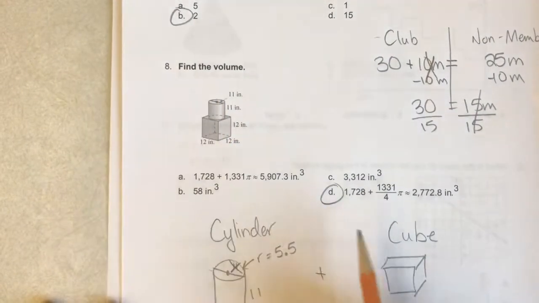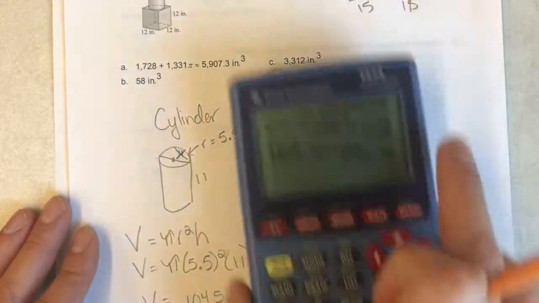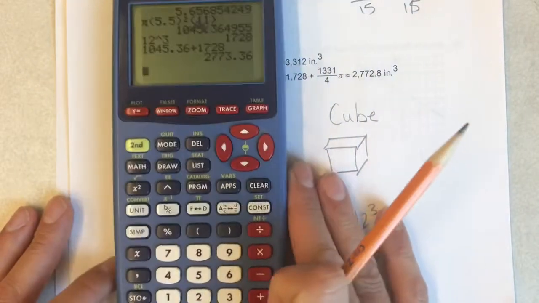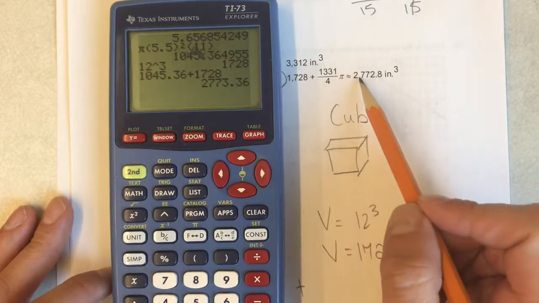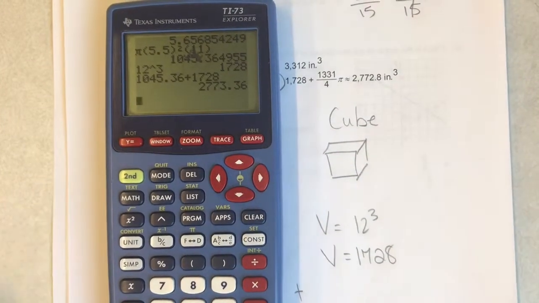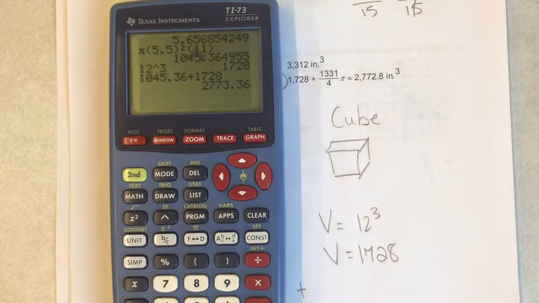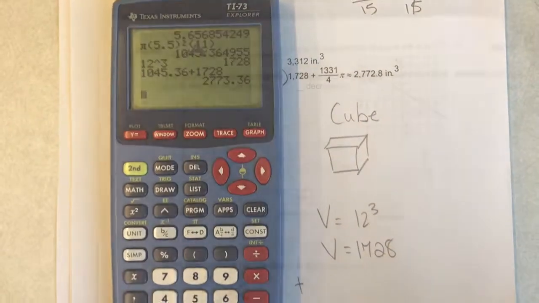They must have used 3.14 instead of the pi button like we did. So you can see there's a slight difference. But if we're talking like $2,772 versus $2,773, $1 is not going to make much of a difference. And in this case, it's only $0.50. That big old coin. Yeah.